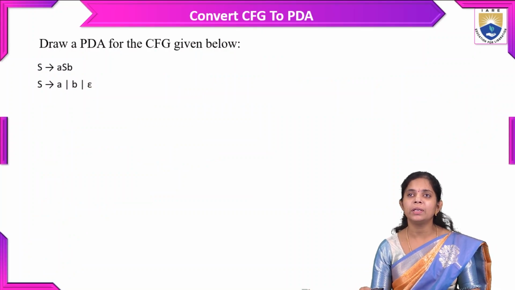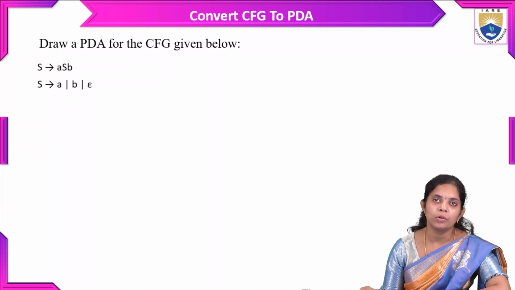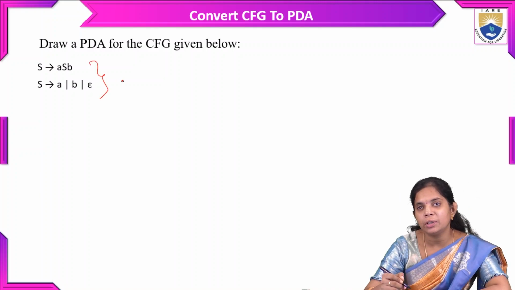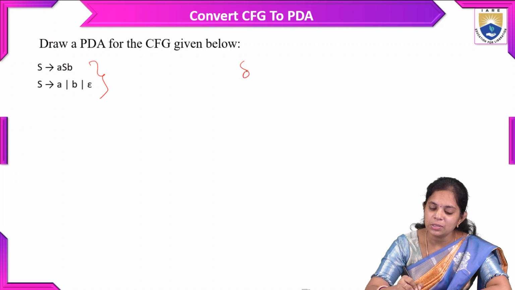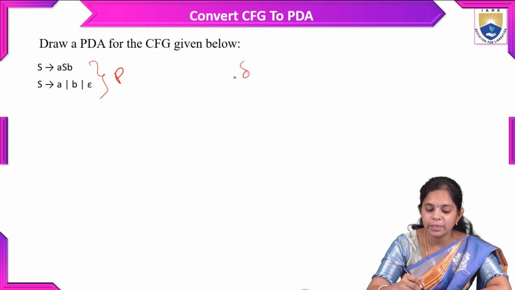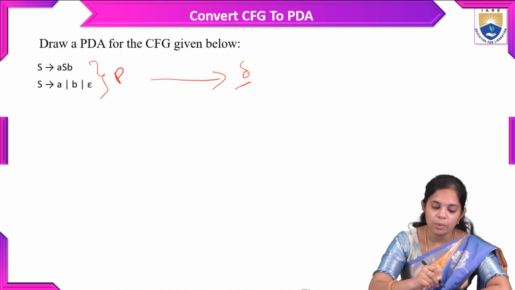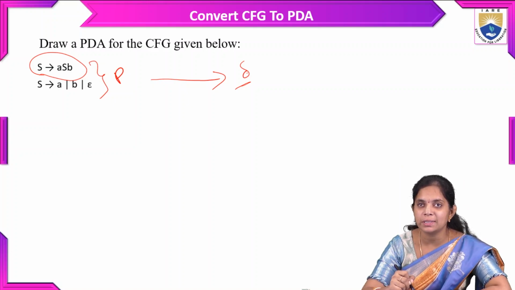And we will take one context-free grammar and convert it to a pushdown automata. What are the steps we need to follow for this? Our input is the production rules, and we need to convert them to delta, which is nothing but the transition function. By seeing these production rules, we can form the transition functions.